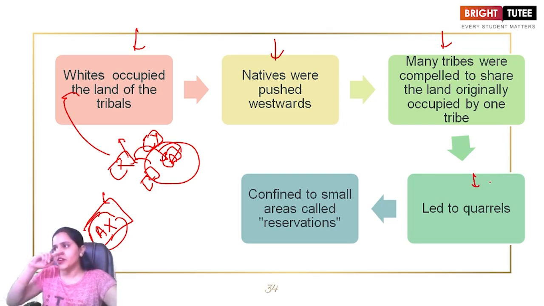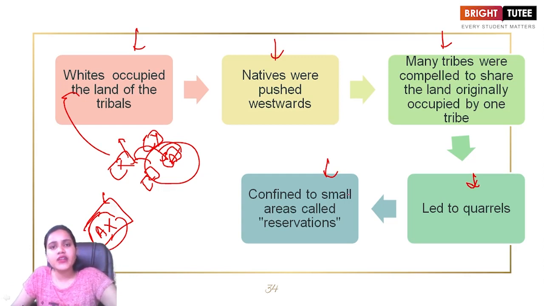When we are talking about the native people, somewhere they were also humans, so there was a tendency to show their supremacy everywhere. So we see that quarrels were happening over land disputes here, and at the end of the day, the natives were confined to small areas that were known as reservations.